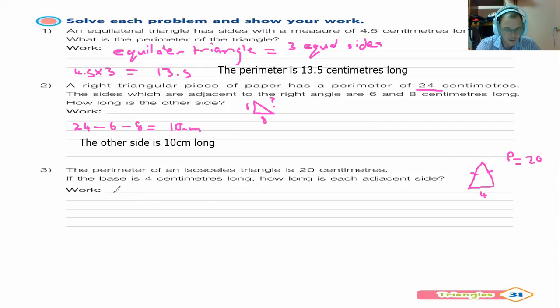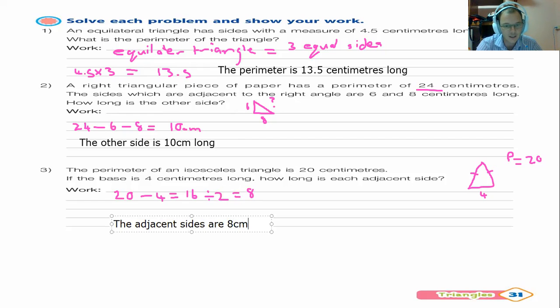So how will we solve it? 20 minus 4 equals 16. 16 divided by 2 equals 8. So we will say the adjacent sides are 8 centimeters each.